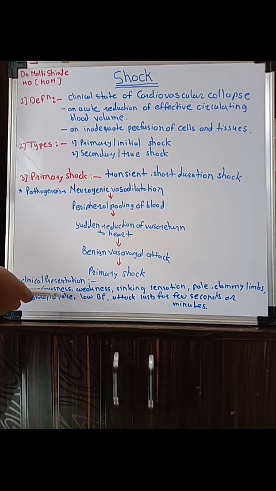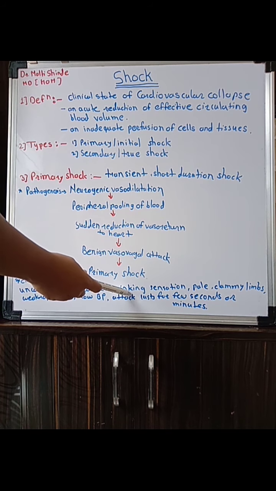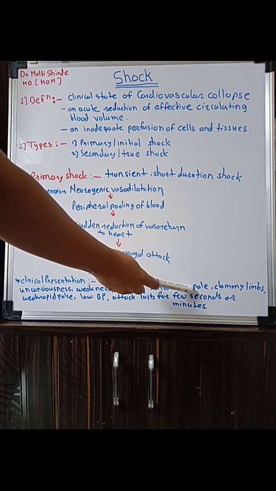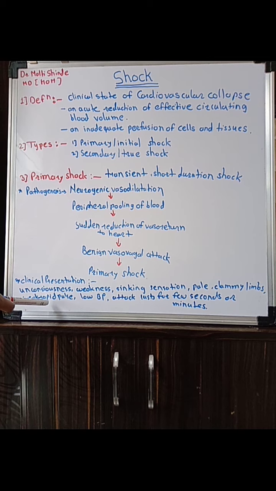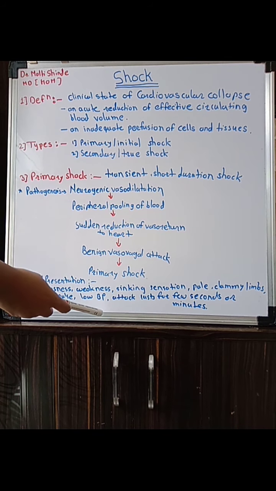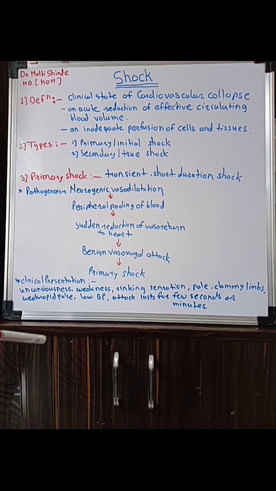This is only a sudden, transient, short-duration shock, with clinical presentation like unconsciousness, weakness, a sinking sensation, paleness and clammy limbs, then a weak rapid pulse, low BP, and an attack that lasts for only a few seconds or minutes. So this is primary shock.